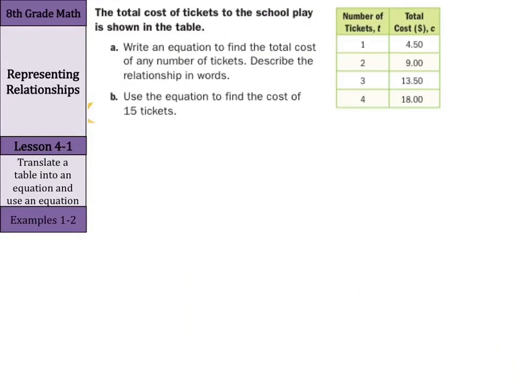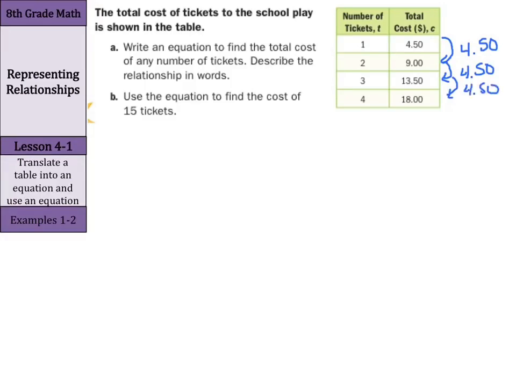The total cost of tickets to the school play is shown in the table. Our first question is asking us to write an equation to find the total cost of any number of tickets. Describe the relationship in words. Well, we have our tickets T and our cost C. Let's look for what is increasing here in our cost. Well, to get from $4.50 to $9, I am adding $4.50, since $4.50 plus $4.50 is $9. From $9 to $13.50, I'm still adding $4.50, and I'm adding $4.50 again.